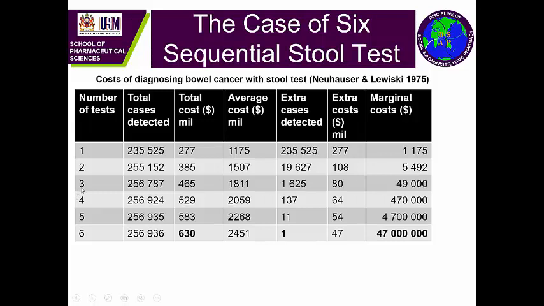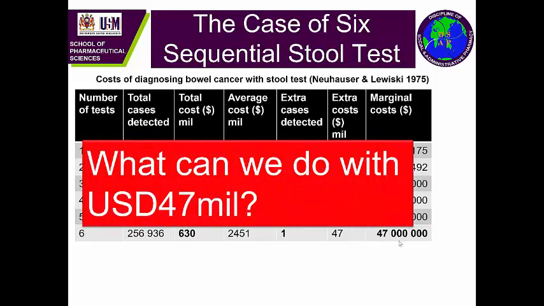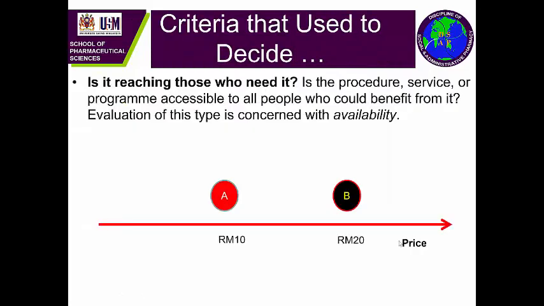So if we do 3 sequential tests, we are able to detect an extra 1,625 cases more at an extra cost of $80 million. And if we do the 6 sequential tests as suggested by the American Cancer Society, finally we'll be able to detect the last single case that we have been missing since the previous 5 tests at an extra cost of $47 million. What can we do with $47 million?